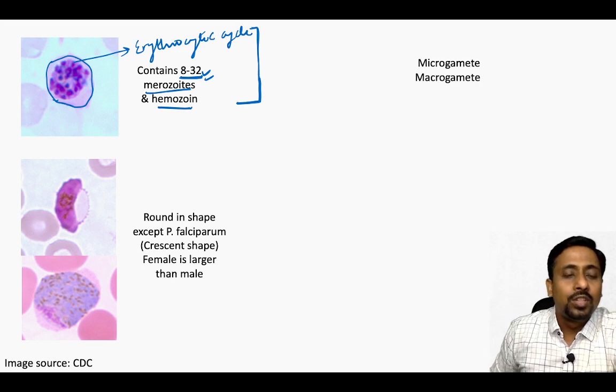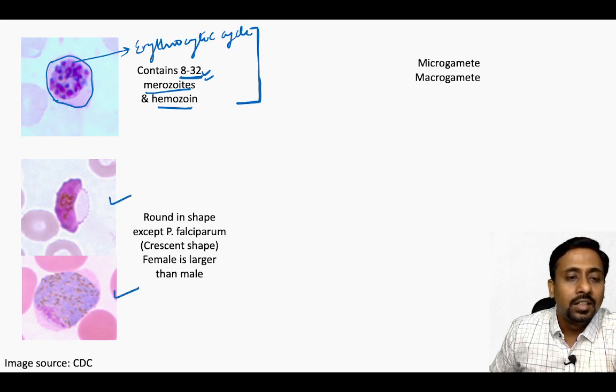then there are two more structures which can be seen only in the case of these sporozoa, the gametocytes. So if you see, there are two different types of gametocyte. One is somewhat crescent shaped and one is rounded.